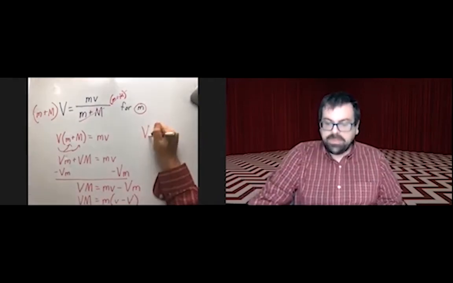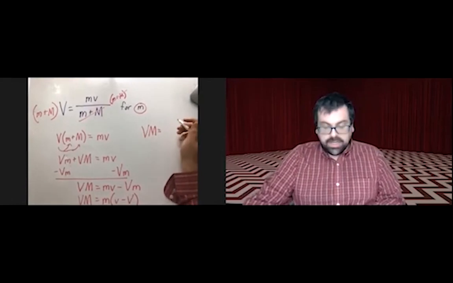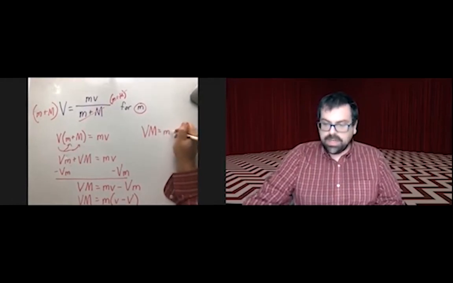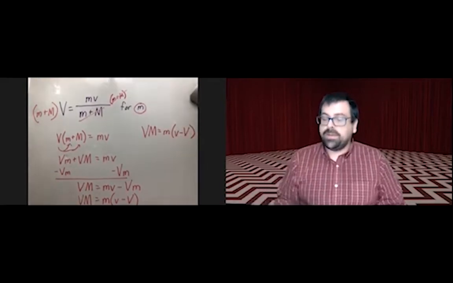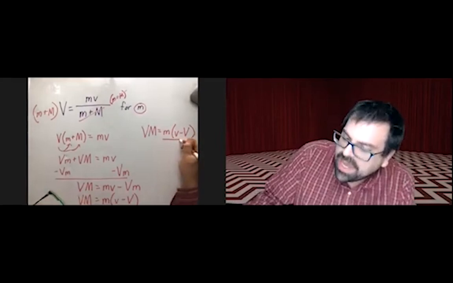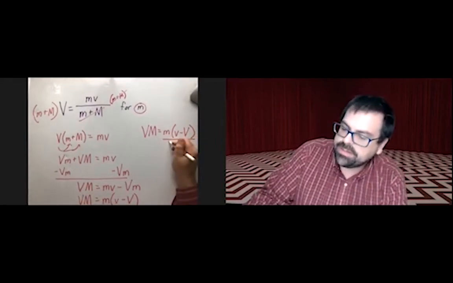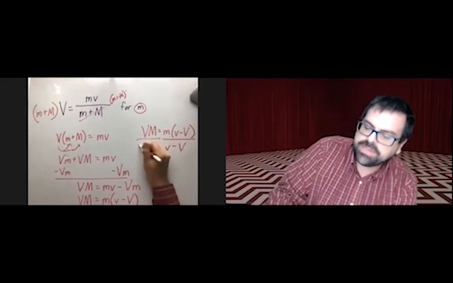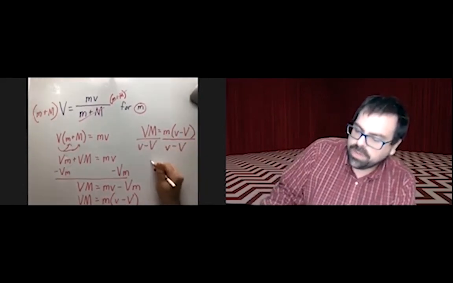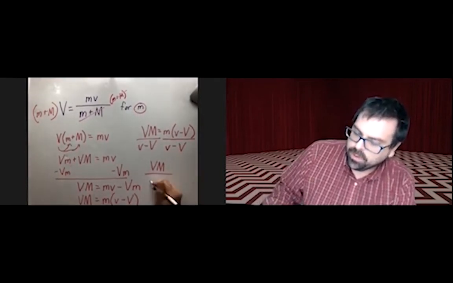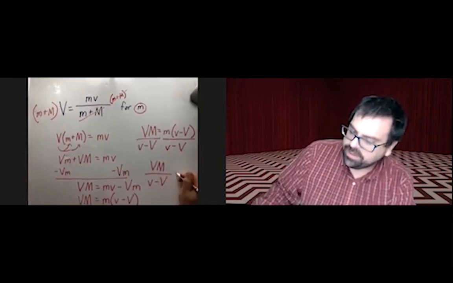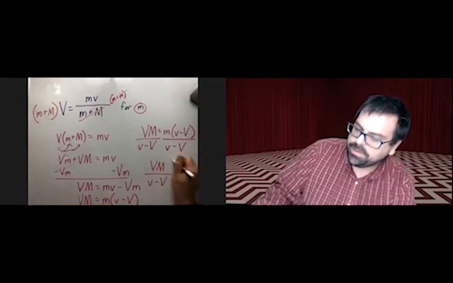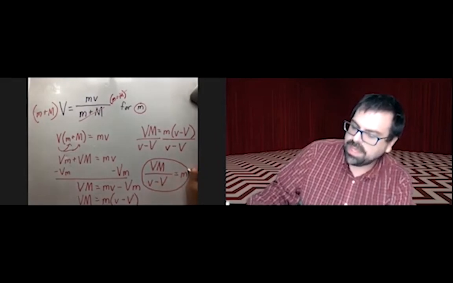But now that we have big V M equals little m times little v minus big V, we can divide by this leftover piece. Divide by little v minus big V on both sides. And what do we have? We have big V big M over little v minus big V equals little m. We have solved for little m.